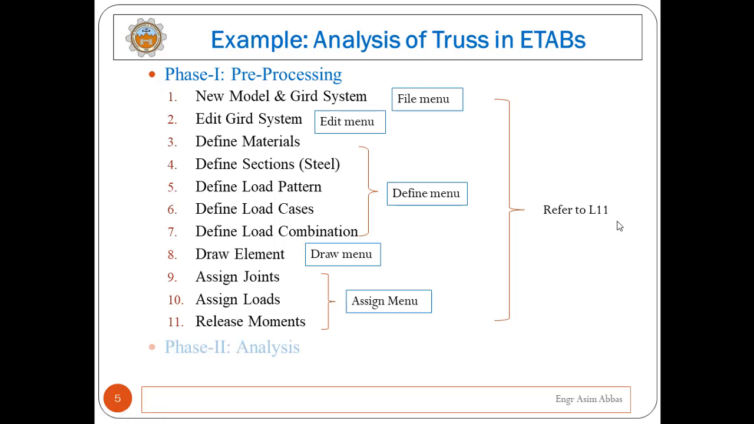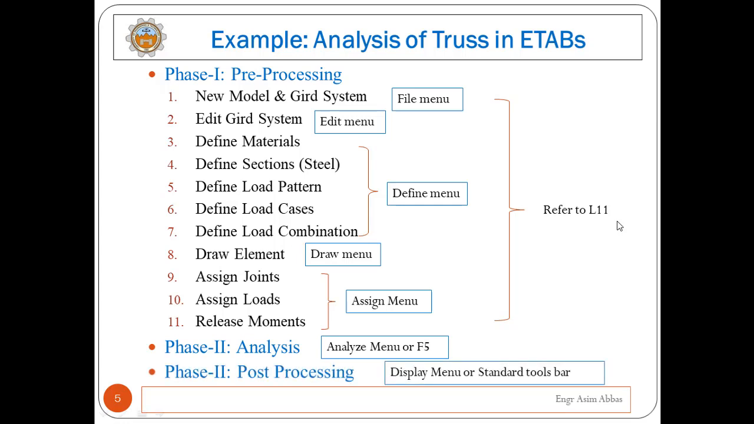Once phase 1 is completed, then phase 2 is analysis and phase 3 is post processing, where different results will be displayed. While analyzing a truss element or structure, keep in mind the different assumptions related to truss, that is, the joint of different elements in truss will be frictionless joint, right, pin joint, and the members will be considered weightless, right, and all the load will be applied at joints. Now I will discuss phase 1 in detail.